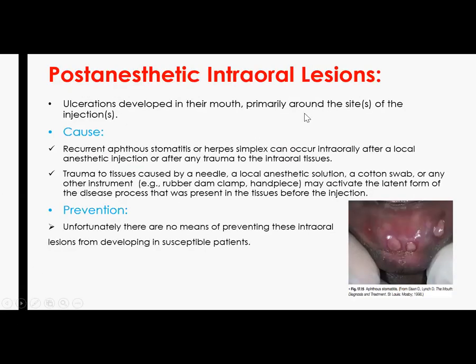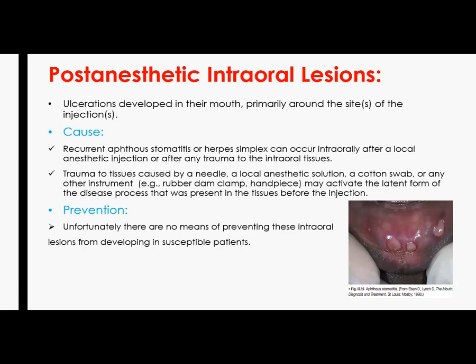Post-anesthetic intraoral lesions are again pretty rare. This happens due to two reasons. One, it could be stress related, or it could be due to reactivation of an underlying viral infection. In both cases, you can have vesicles or ulcers in the mucosa. And this definitely is not under our control. There is no way to prevent it, but you can manage it.